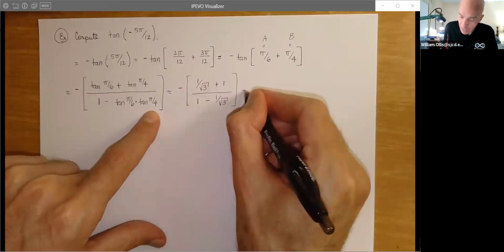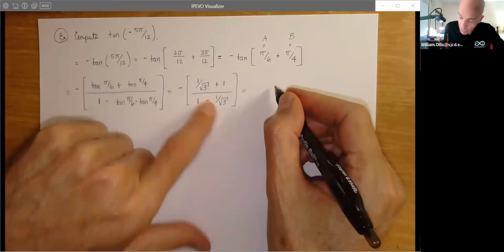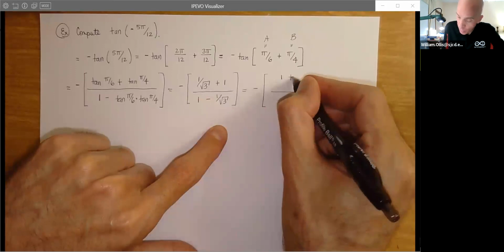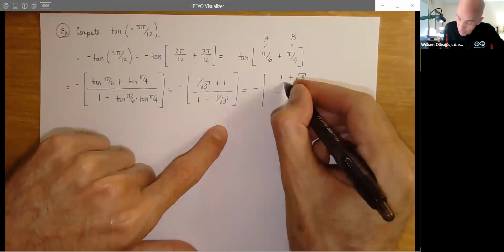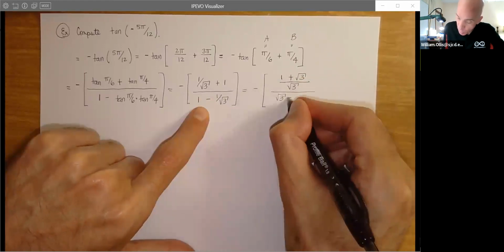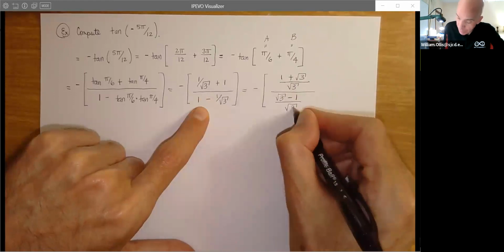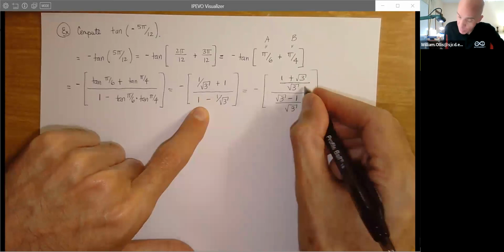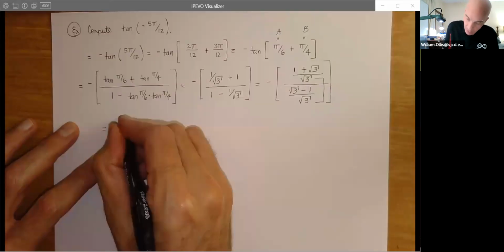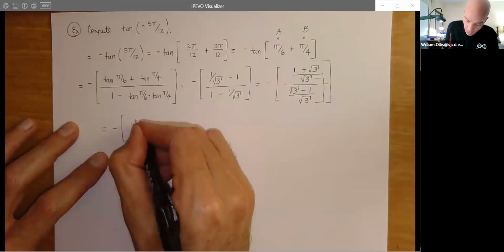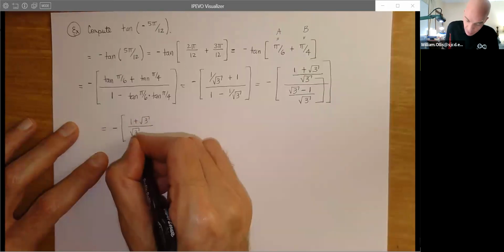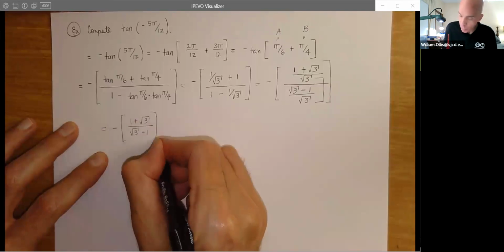Now, if you like, you can just go ahead and get a common denominator here and absorb the root 3's. So we'll have 1 plus root 3 divided by root 3. And here we have root 3 minus 1 divided by root 3. But now, of course, the root 3's absorb, and that will give us the negative of 1 plus root 3. You're thinking, well, I could stop anytime. WebAssign wouldn't have a problem with this. And then I've got root 3 minus 1. The root 3 is going away.